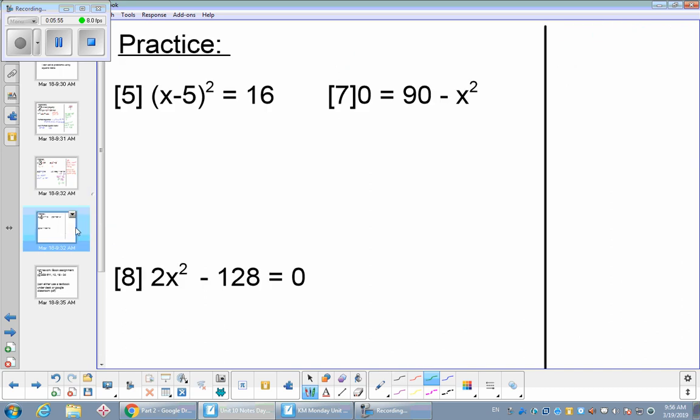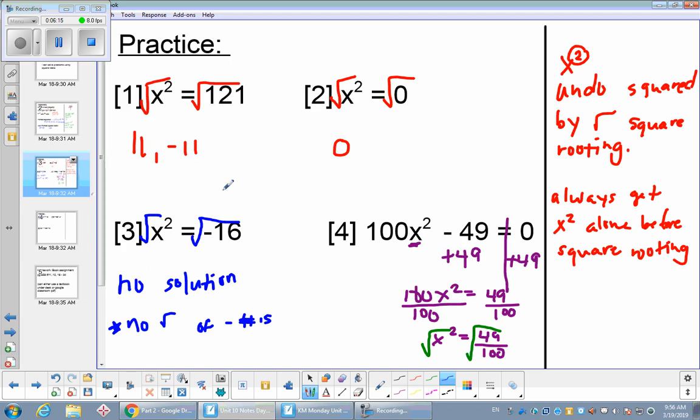All right, so we got about 3 more problems to try. So go ahead and watch this first one, because this first one, I want you to kind of star it, number 5 here. Star this one, make a note. This one is different. If we notice, all of these ones had 11, negative 11, 7/10, negative 7/10.